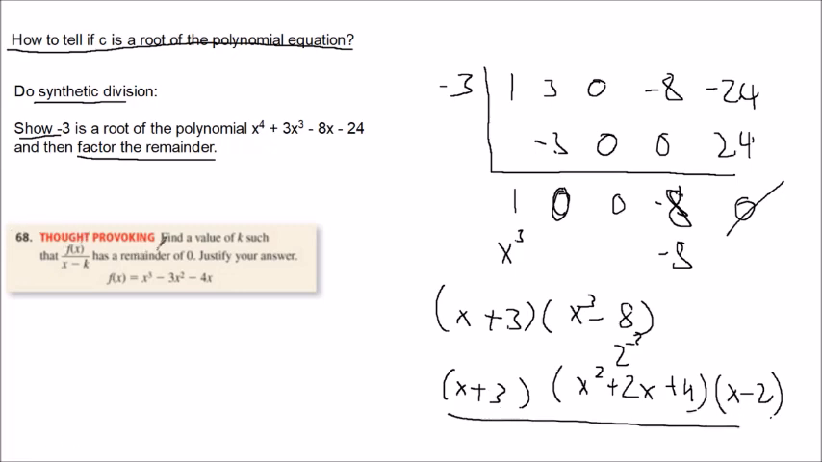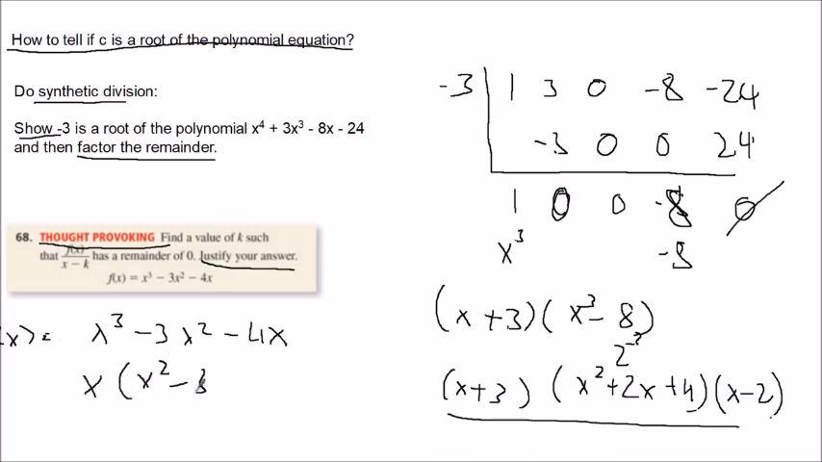Next, thought-provoking. Now this makes me laugh because it's really easy. Find a value of k such that f of x over x minus k has a remainder of 0. Justify your answer. We'll just find one. You can find the other ones by yourself. f of x is equal to x cubed minus 3x squared minus 4x. What's the greatest common factor of all these numbers? It's just x. So we can factor x out of it. It will be x squared minus 3x minus 4.